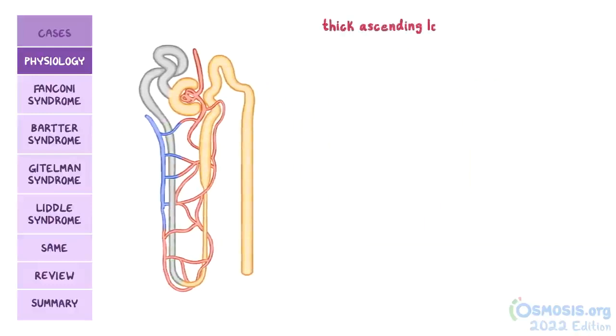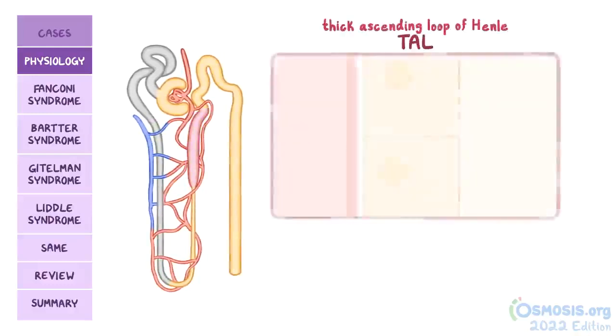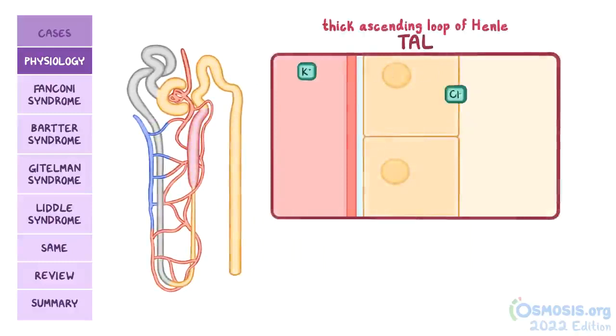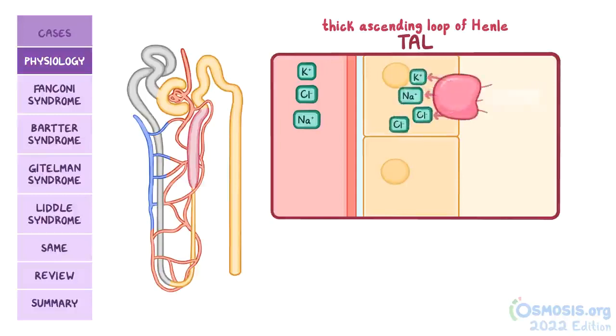The thick ascending loop of Henle, or TAL, on the other hand, reabsorbs potassium, chloride, and sodium. Now, in order to reabsorb sodium, potassium, and chloride, there's a sodium-potassium-chloride cotransporter, or NKCC2, that's only found in the kidney, and its role is to snatch these ions from the urine and reabsorb them. Apart from this, the thick ascending loop of Henle can also reabsorb calcium and most of the magnesium, but does not reabsorb water.